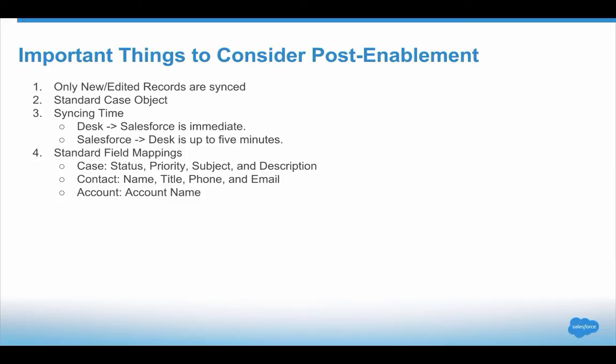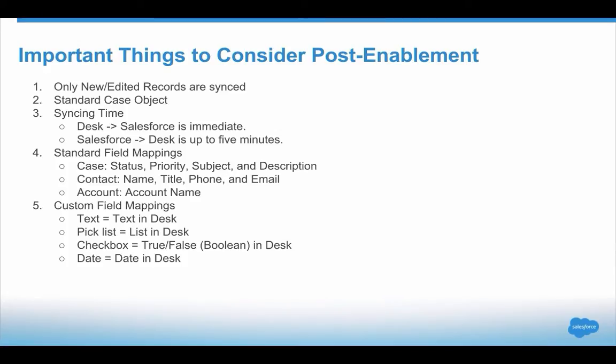For case, when we enable Desk Connect, we'll be able to automatically map the status, priority, subject, and the description without having to do additional setup. For contact, it is your contact name, title, phone, and email. For account is your account name. And these are the standard fields that will get automatically mapped once we enable Desk Connect. If you want to map your custom field, here are the 4 data types that we have the ability to sync with. That's text, pick list, checkbox, and date.